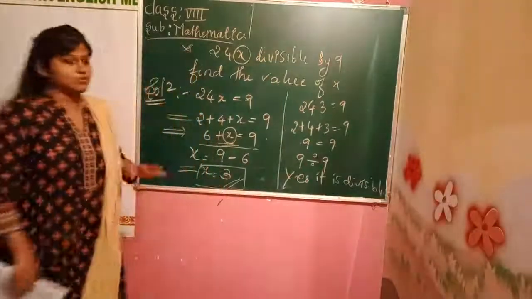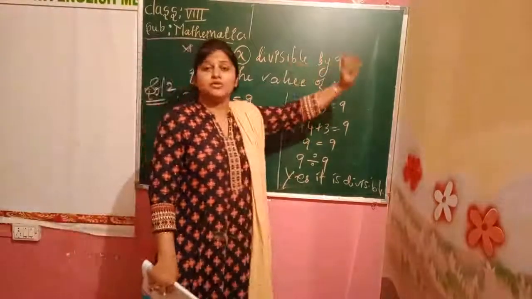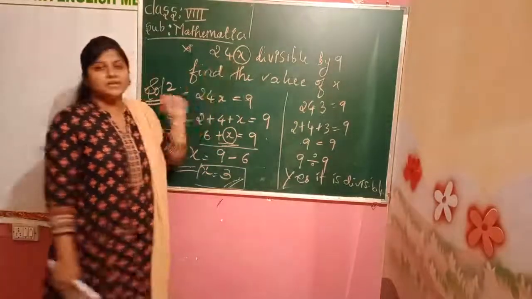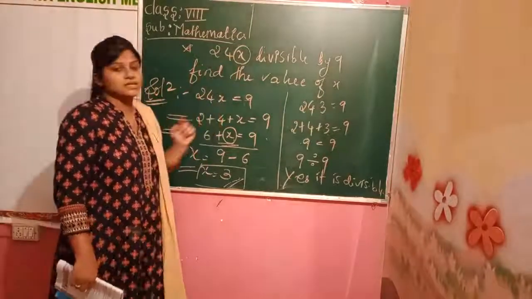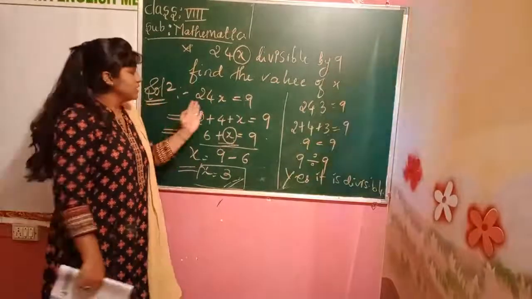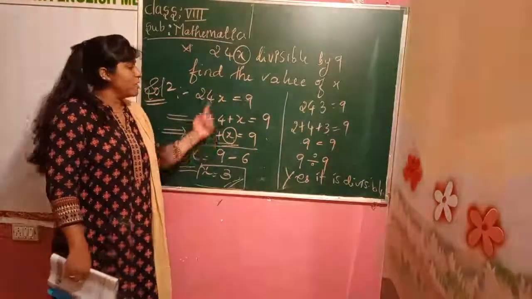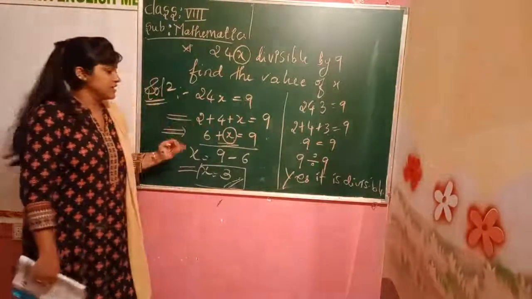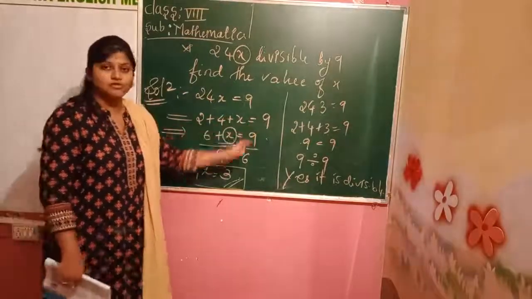What we did, we'll explain one more time, children. They gave a question: is 24x divisible by 9 or not? We have to check, and they are telling us to find the value of x. They gave an alphabet here, and we have to find its value. We write 24x, and the divisibility number is 9, so I take 9 here. Now we expand the number: 2 plus 4 plus x is equal to 9. Add these two numbers: 2 plus 4 is 6. x stays the same and 9 stays the same.